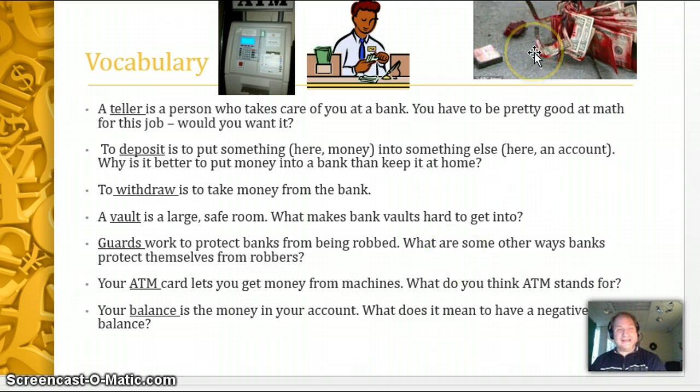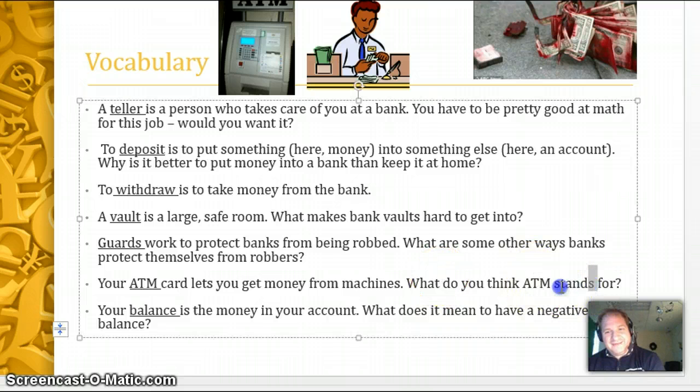Ooh, check that out. That's not blood, that's paint. Die packs, we'll talk about those in the live class. Your ATM, automatic teller machine. Yes, you get money anywhere.